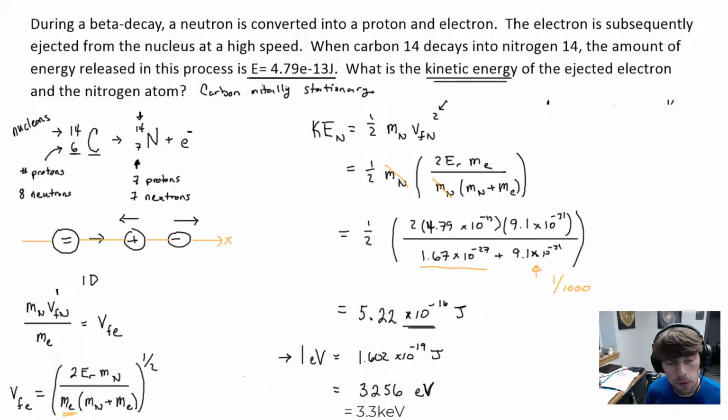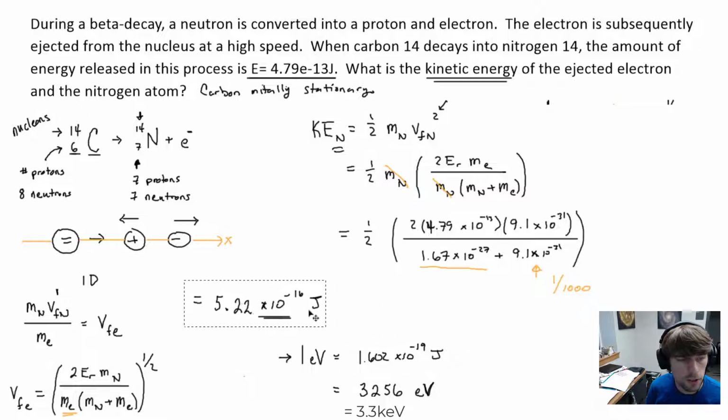Say 3.3, excuse me, kilo electron volts, which is nothing to shake a stick at. That's pretty big. Good? Of course, that's the nitrogen. Let's go ahead and get some idea about the kinetic energy of the electrons. So this is the kinetic energy of the nitrogen.